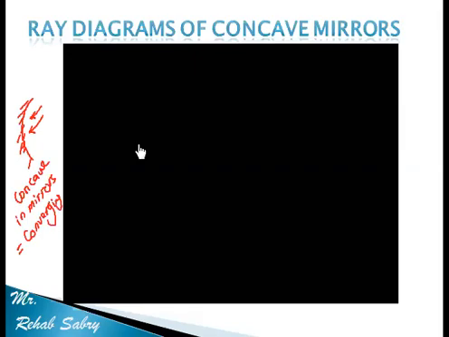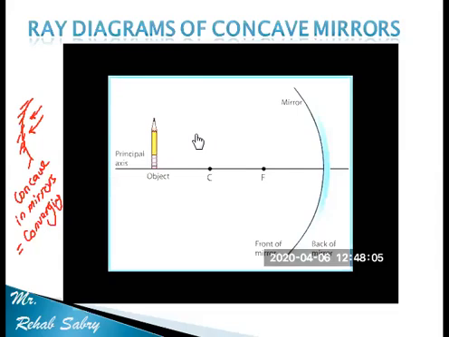But here let's see together how we can use these rays to form the different cases, or what we call the ray diagrams of different cases of images formed by the concave mirrors. Let's see. Here, number one, we put the object on the principal axis.